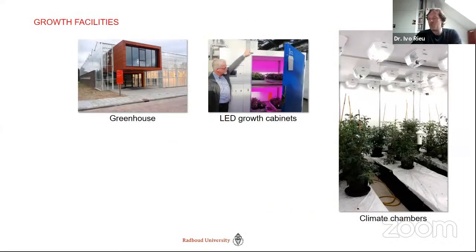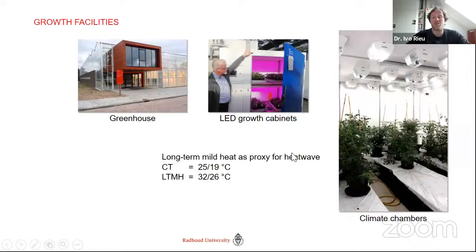Okay, so if we want to get answers to these questions, we need some facilities. So in Nijmegen, as Simon just announced, is my university, in the Netherlands, and we have a few facilities. We have a greenhouse, and inside this greenhouse we even have growth cabinets and climate chambers that we can use to apply certain environmental conditions. And in this case, we apply something which we call long-term mild heat. So that's the LTMH that you see here.